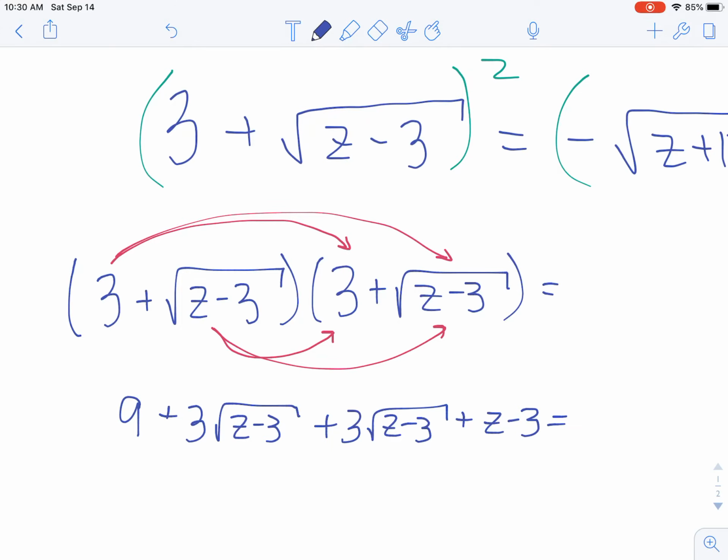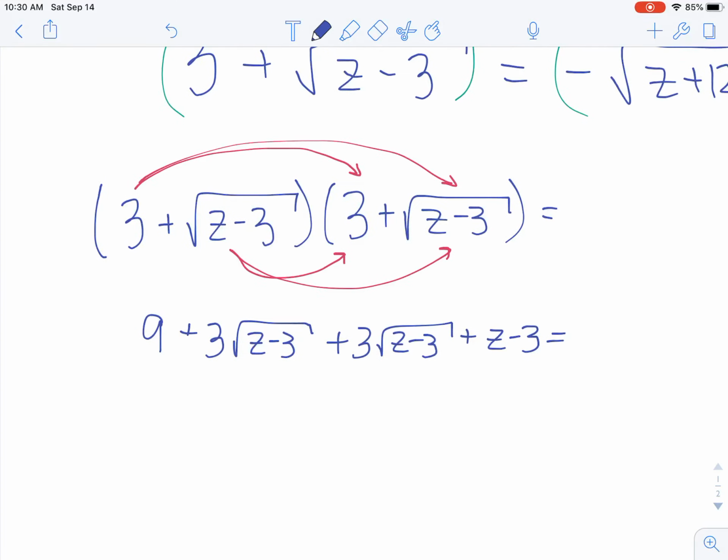Okay, and now if we continue with this side, we have 2 like terms in here with the radicals. 3 radical z minus 3 and another 3 radical z minus 3. That's 6 radical z minus 3. And also 9 and negative 3 is 6. And then we have z left.